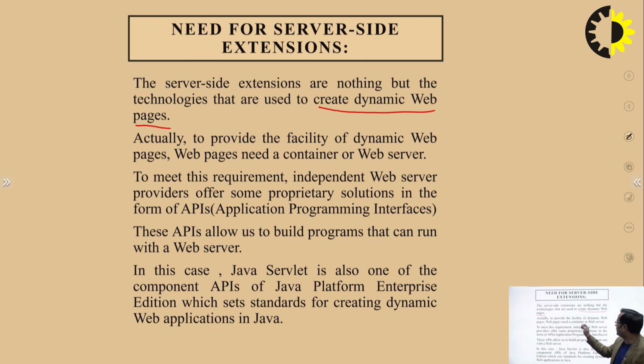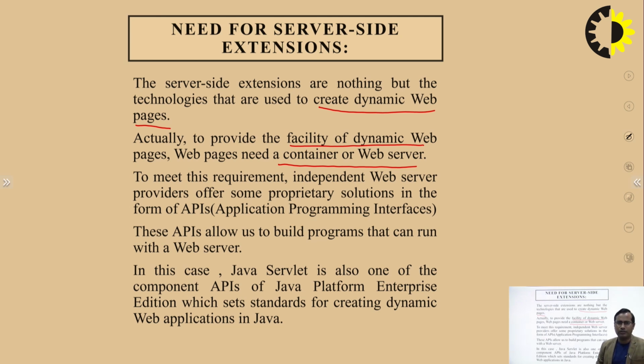So to provide the facility of the dynamic web page, we require some server side extensions. If we want to create a dynamic web page, that means a page that is generated according to the user's input or the client's input, we require some components, some extensions that can run on the server side, on the remote side, and that are able to generate the web pages according to the user's input. So to provide the facility of dynamic web pages we need a container. So how can we generate this dynamic web page according to the user's input? For that, we require a web container or the web server.